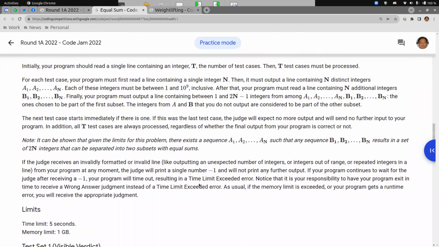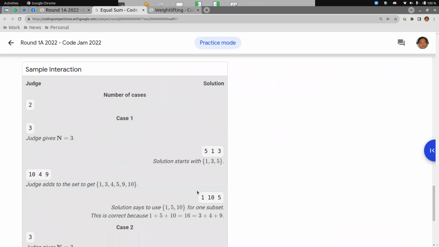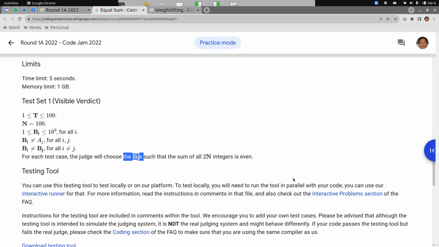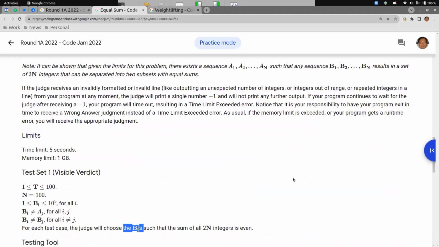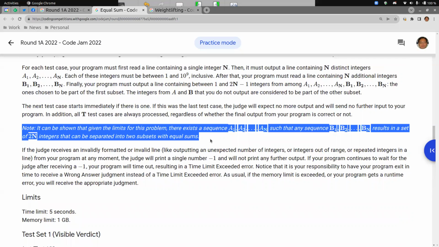On the other hand, they didn't tell you what to do when it's not possible. Now, this was the state of affairs at the beginning of the contest. And then at some point during the contest, they added this one single line, which, by the time they added this, I was already done.